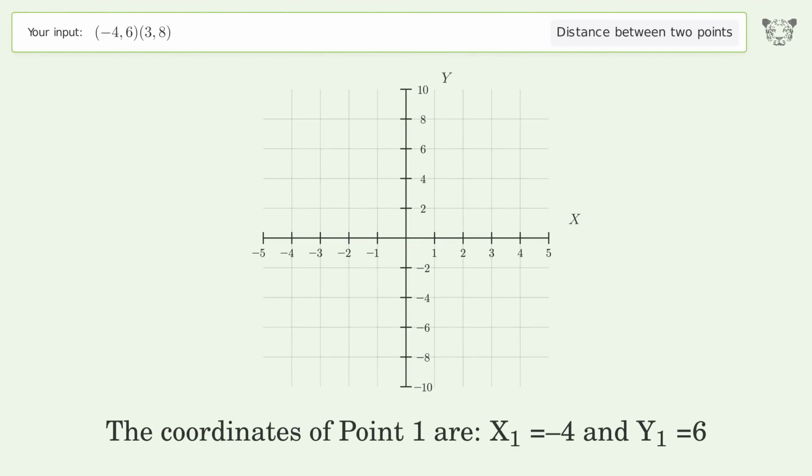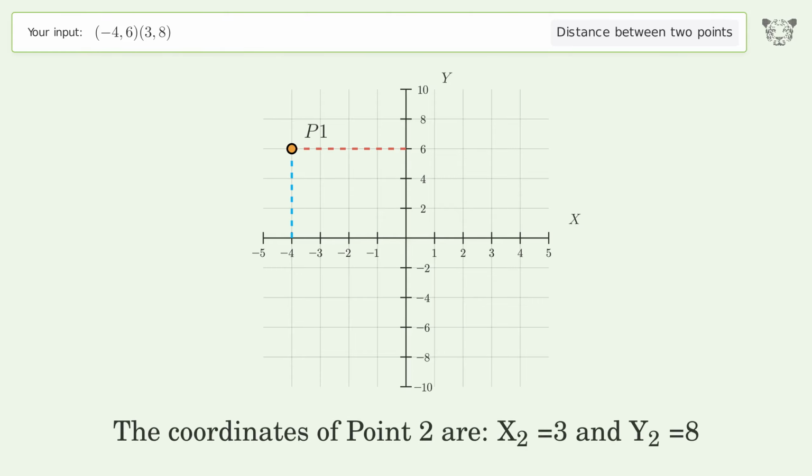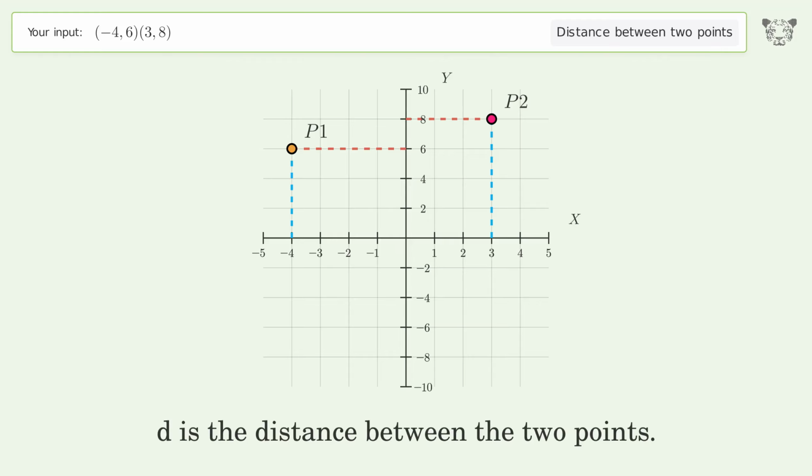The coordinates of point 1 are x1 equals -4 and y1 equals 6. The coordinates of point 2 are x2 equals 3 and y2 equals 8. D is the distance between the 2 points.